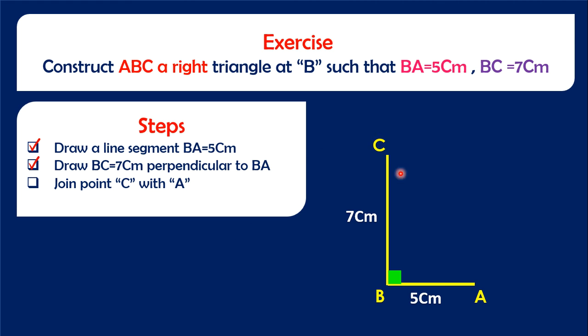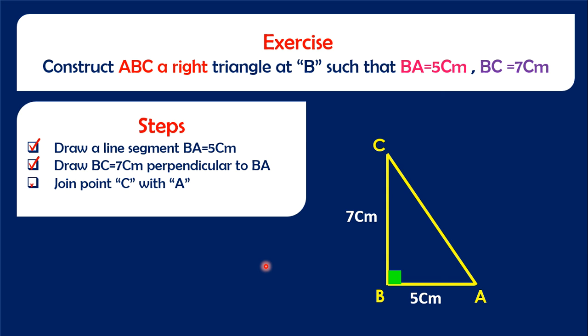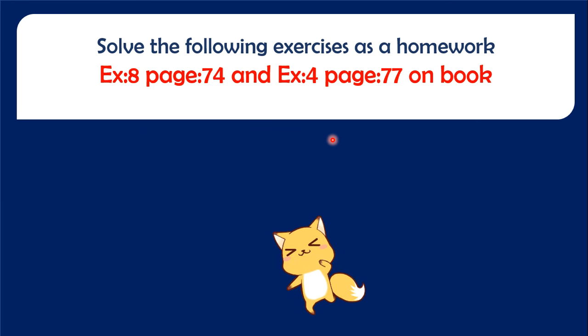Let's see our third step. We have just to join C with A, with a ruler. Yes, like this. And here we get a right triangle such that BA equals 5 and BC equals 7.